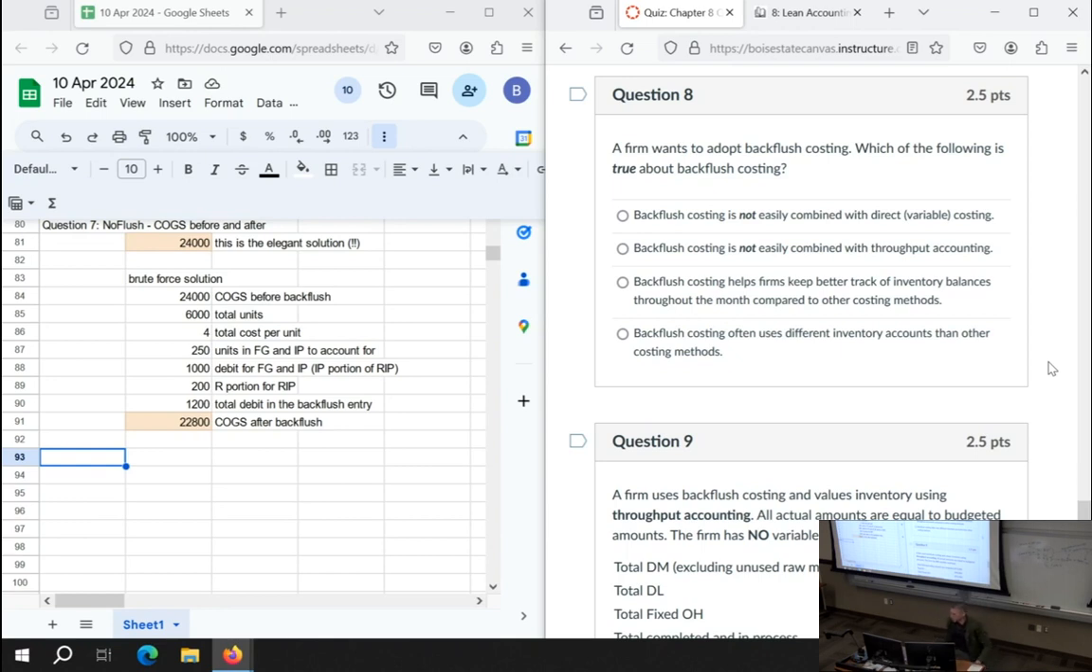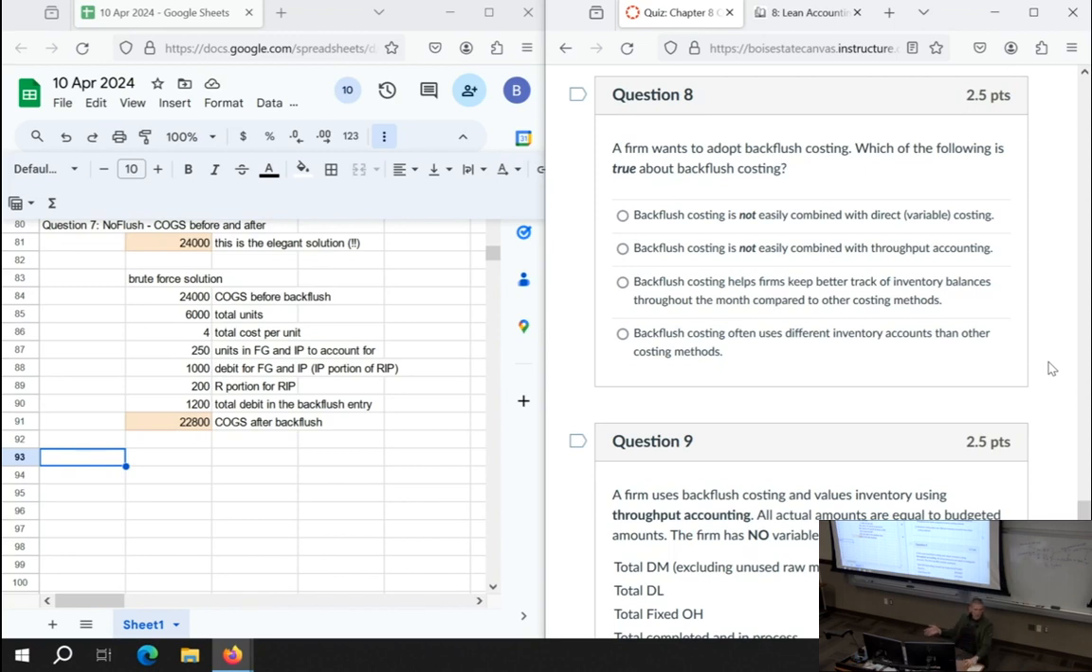All right. C, is it true that backflush costing helps firms keep better track of inventory balances throughout the month compared to other costing methods? I saw a shake of the head as a no. That's correct. It's not true. Backflush almost 99% of the time is paired with a periodic system because it's like backflushing at the end of the period. That means you're not tracking inventory balances throughout the period.